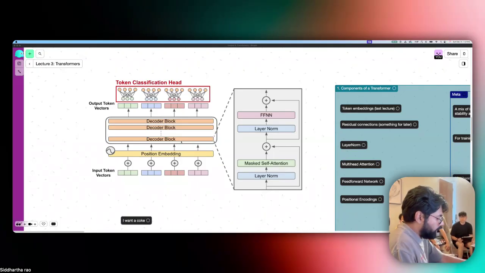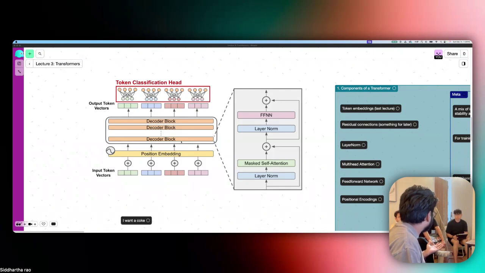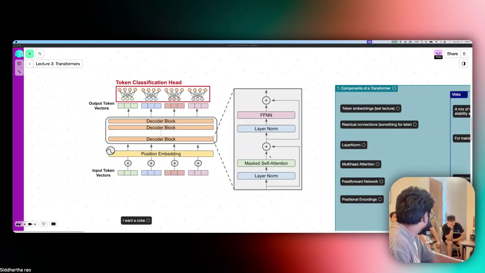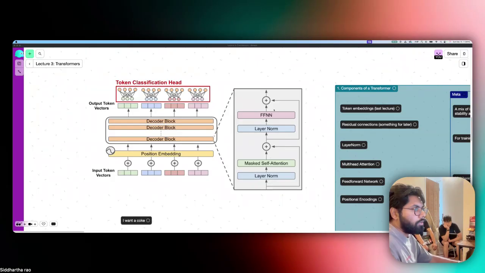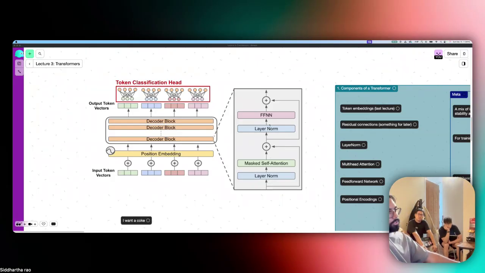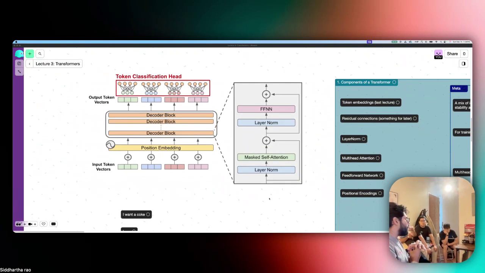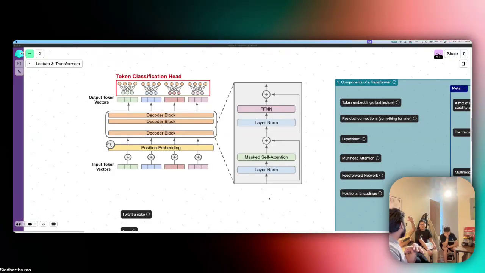Here you have a decoder block. A decoder block is actually just the transformer layer, and it has this structure. We have layer norm, masked self-attention, residual connections, and layer norm and FFN again. FFN stands for feed forward network. This is layer norm, this is masked self-attention, layer norm. The layer norm and residuals we'll talk about later. So this is one decoder block. You can have multiple decoder blocks stacked.